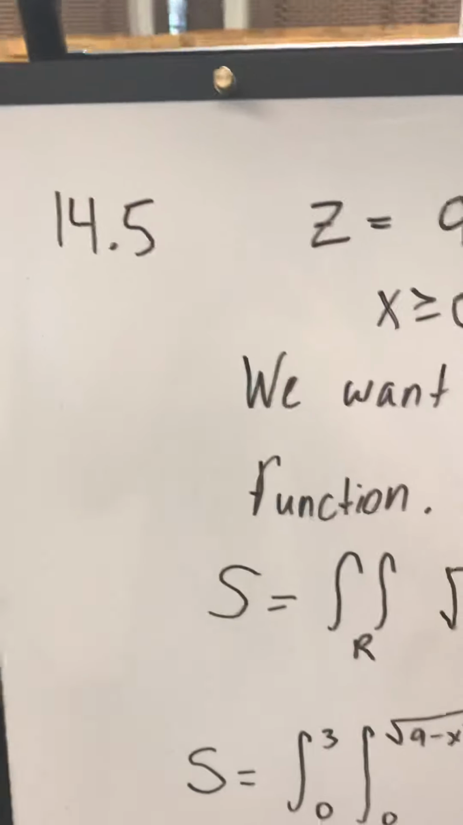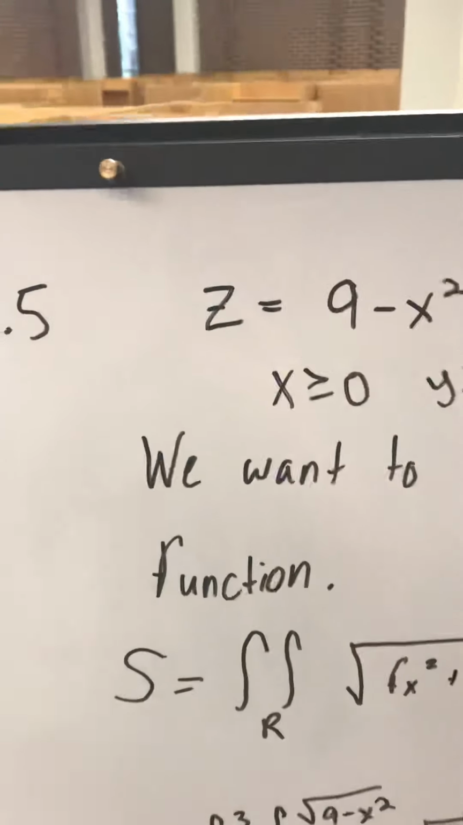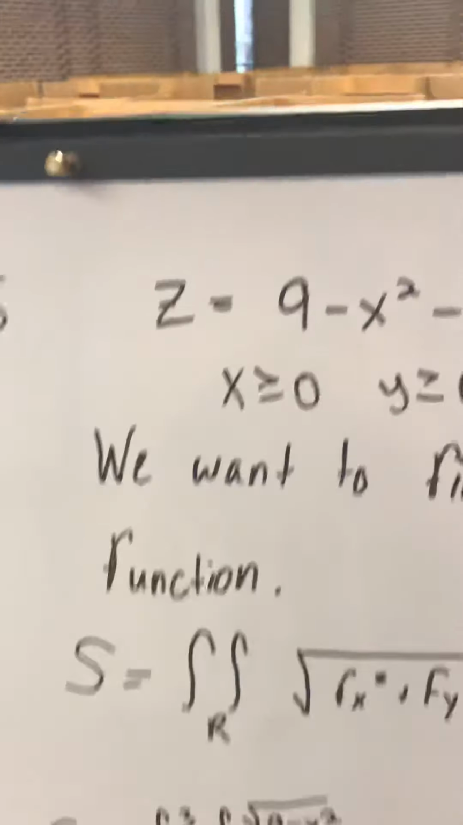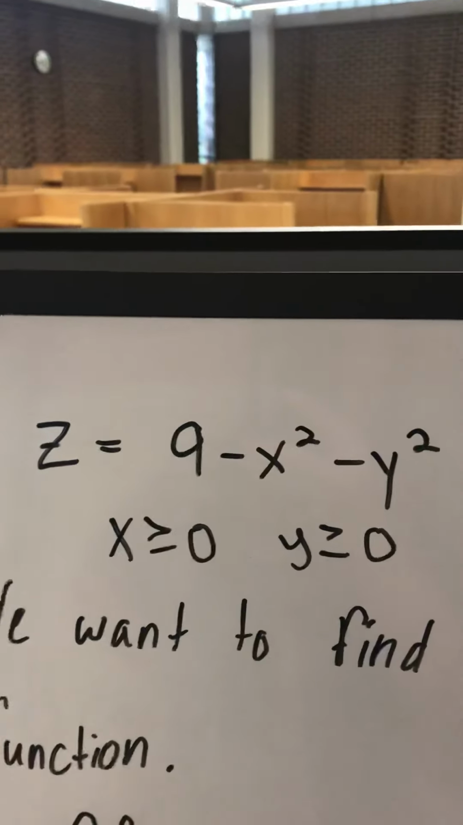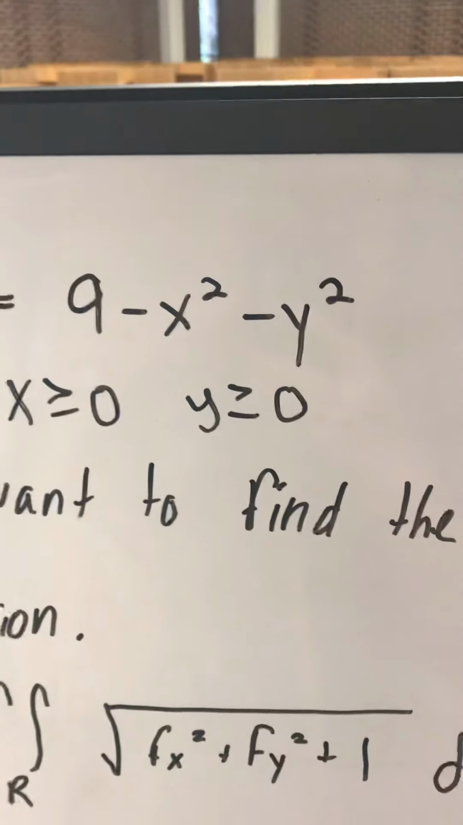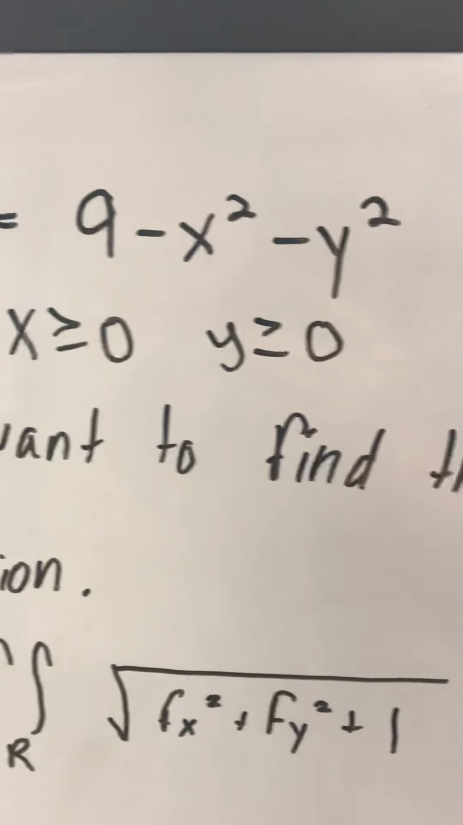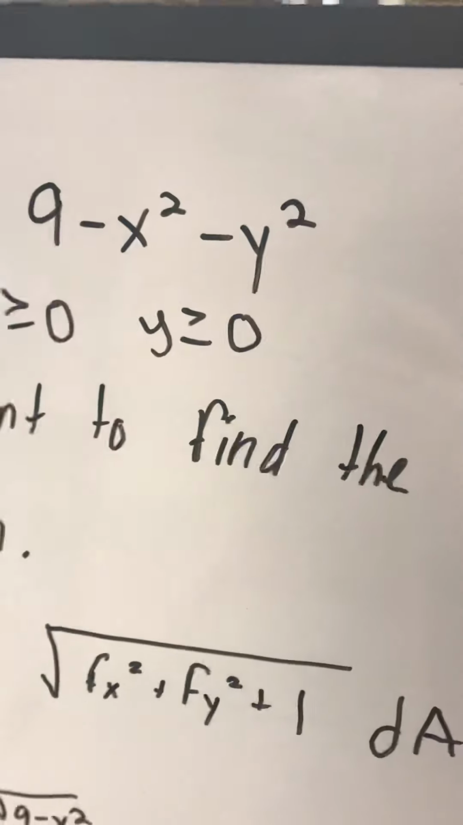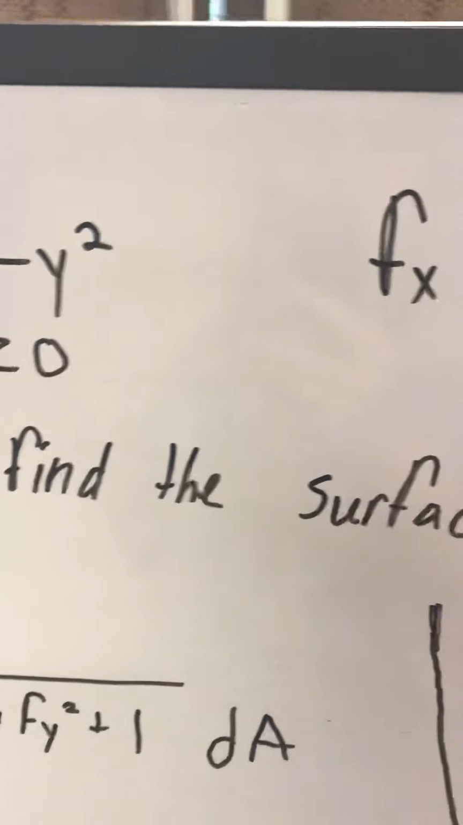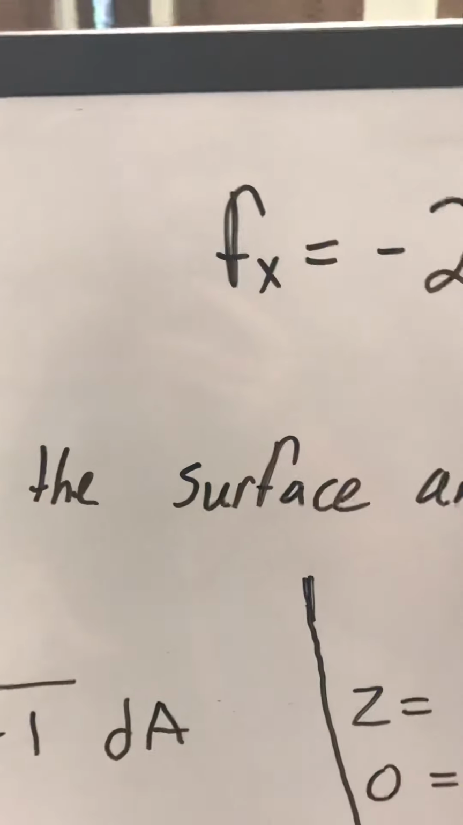Guys, this is our 14.5 video. We're not doing 14.4 because we didn't do it in class. And the first function we're going to be using is z equals 9 minus x squared minus y squared, where x is greater than or equal to 0 and y is greater than or equal to 0. And we're just going to do some basic housekeeping first before we get down into the problem.